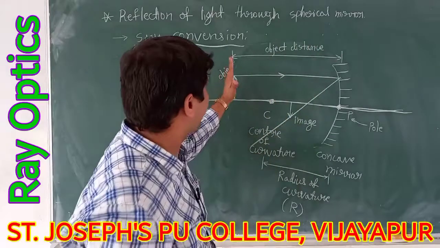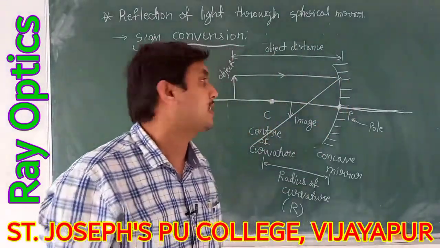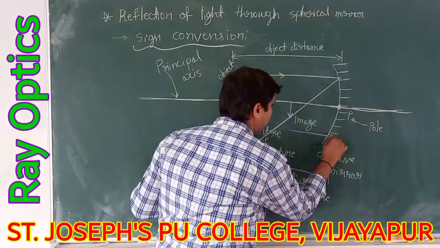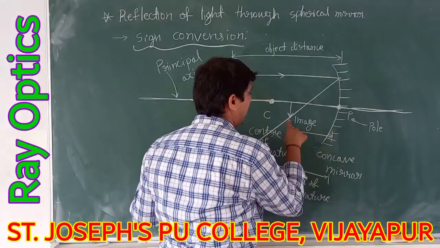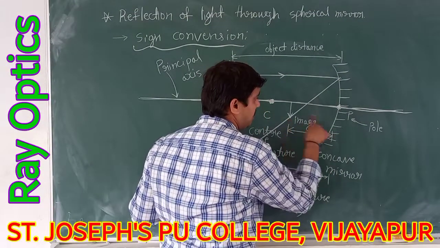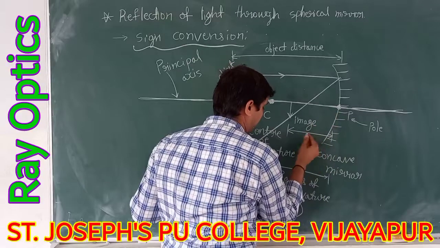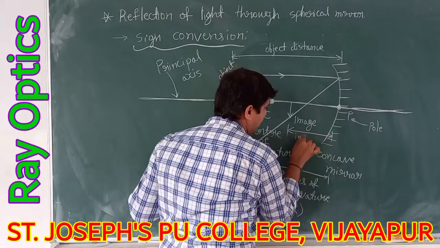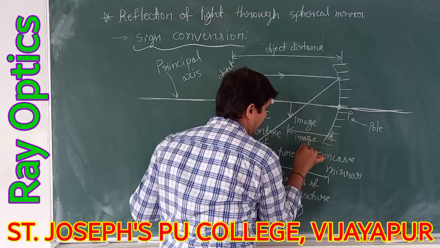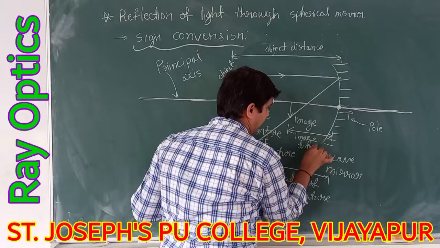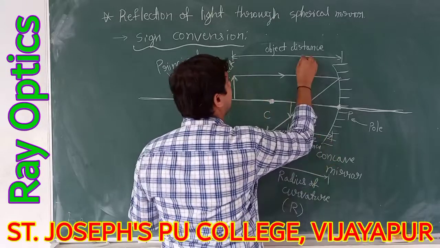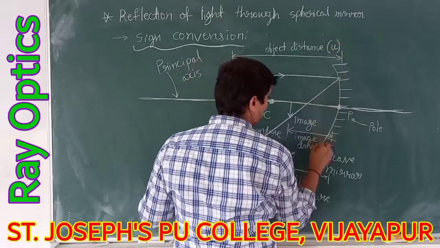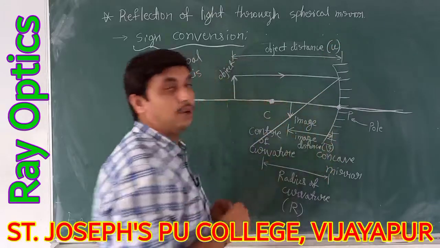So the distance between the object and the pole of the mirror, we will call it the object distance. The same way here, the distance between the image and the pole of the mirror, we will call it the image distance. Object distance is denoted by the symbol u, and image distance is denoted by the symbol v.